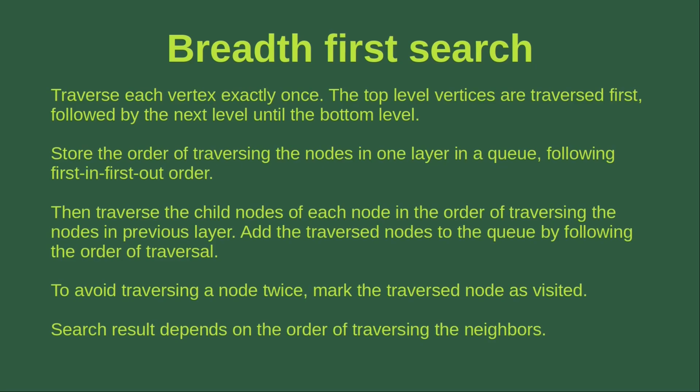And we have to notice something. The search result of the breadth-first search would depend on the order of traversing the neighbors. It means that the result is not unique.